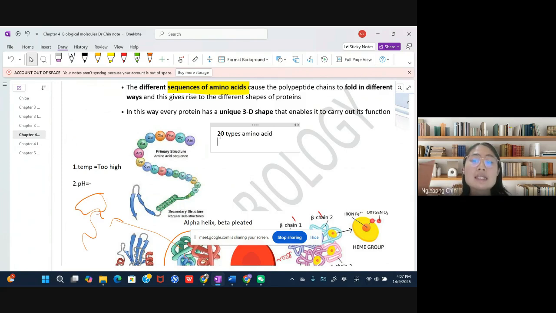So that means these 20 types of amino acids can be joined together in different sequences. This different sequence of amino acids will contribute to the different structures of the proteins, and that's why it contributes to the different functions of protein. That's all.